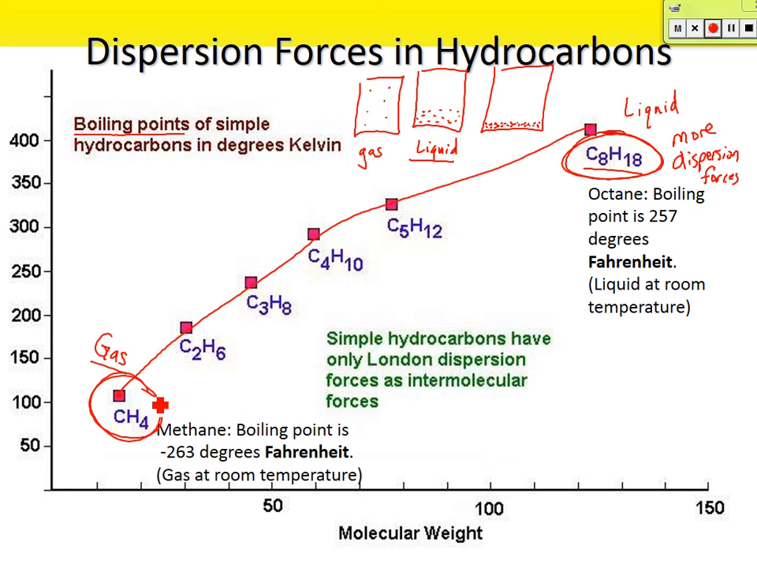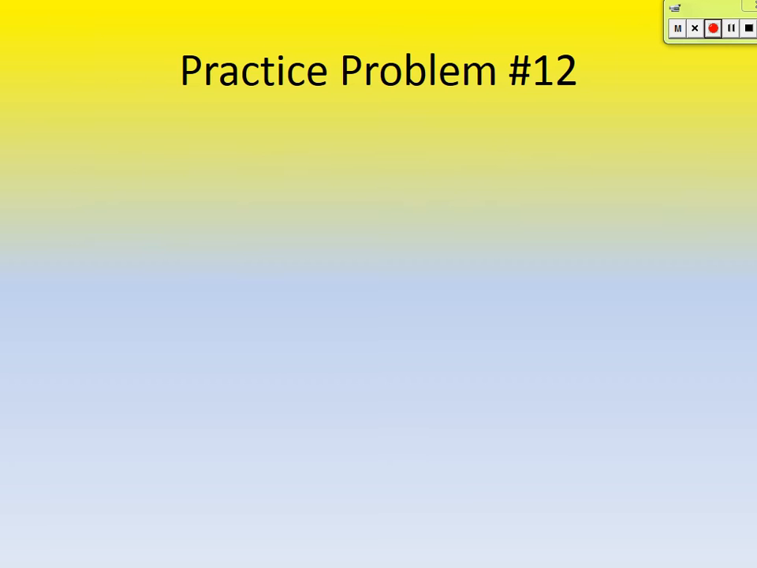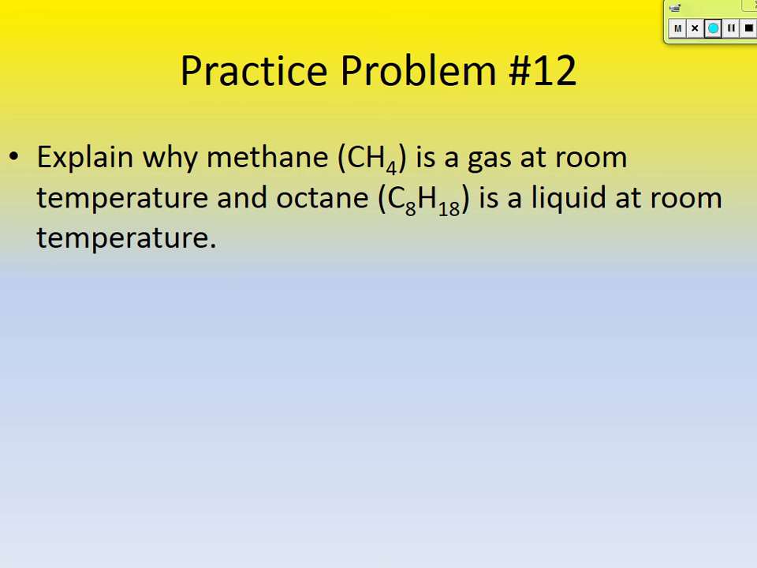Now let's contrast that to what's happening here with methane. It's very small, not much in terms of dispersion forces are holding these molecules together, so they're allowed to spread out more. Well, when they're spread out more, that forms a gas at room temperature. And so, kind of an interesting graph. They're all hydrocarbons, but because of the size of the molecules, the dispersion forces can act on them to different degrees. All right, practice problem number 12 kind of asks you about that.